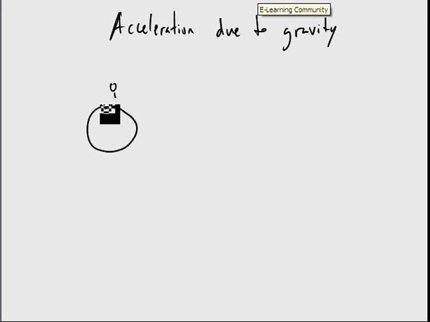In this video, we'll be talking about the acceleration due to gravity. In our last video, we calculated the force between you and the Earth, which means that it's also the force between the Earth and you. And the number we got for a 60 kilogram person was a force of gravity of 587 newtons.